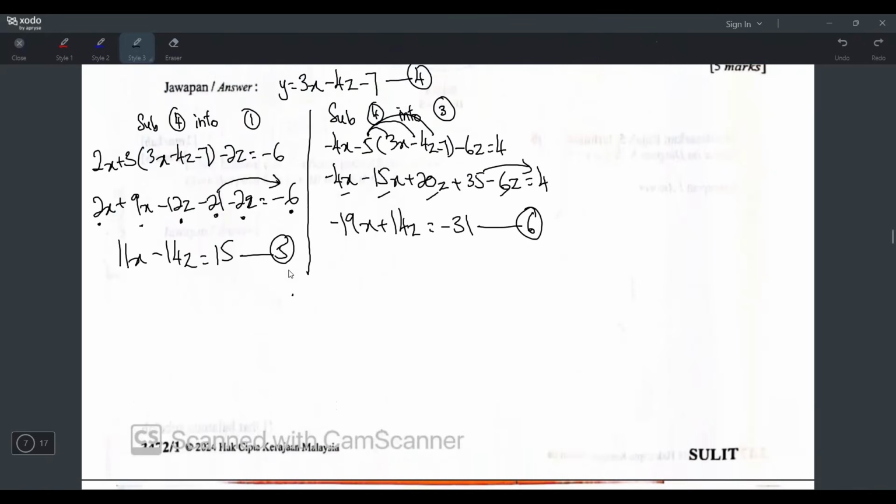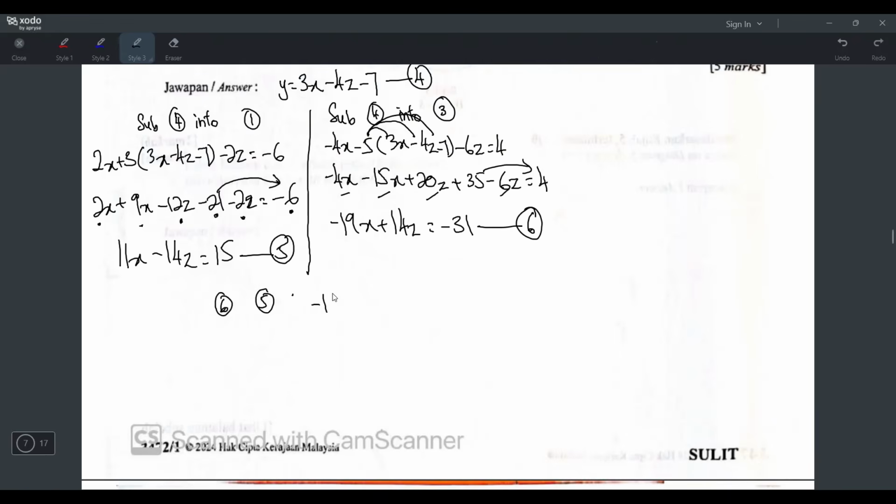You take equation 6 and equation 5, and then you eliminate. You try to eliminate z. Okay, but sir, the sign is not the same. This one positive 15, negative 14. It's okay. Just make sure that the number is the same, that is enough already. If the sign is not the same, then you plus. Okay, no problem.